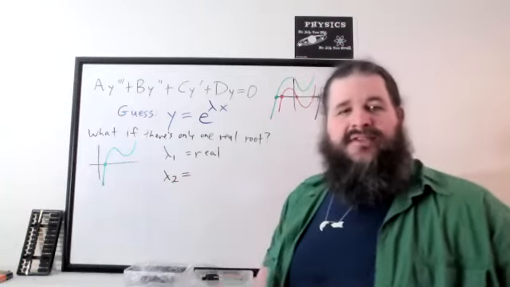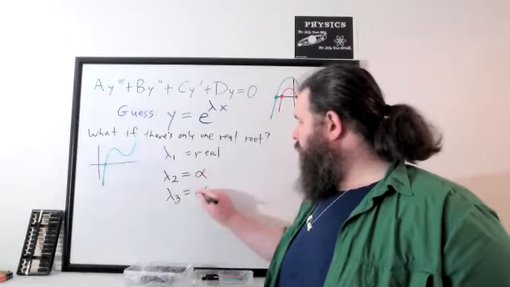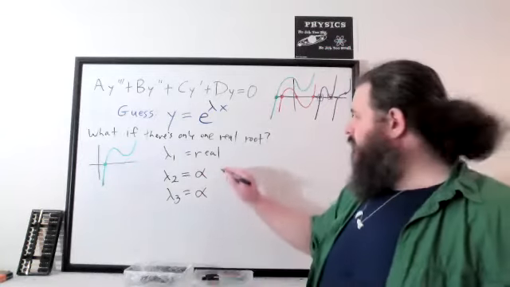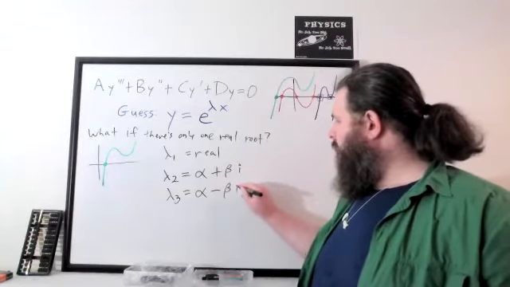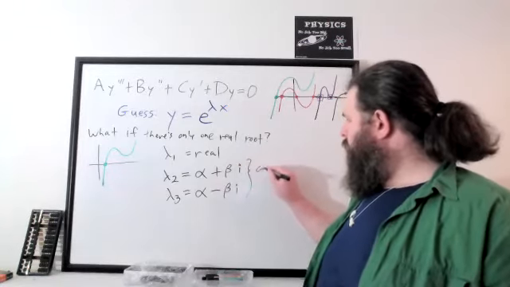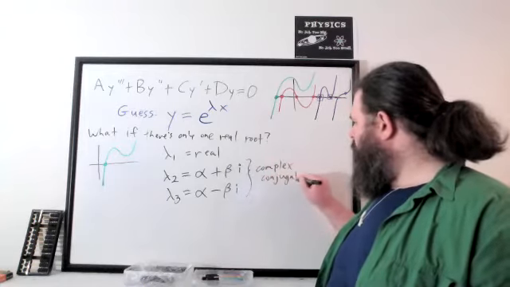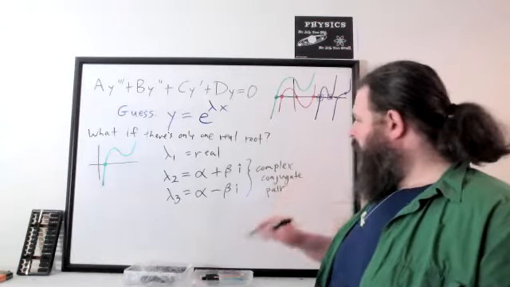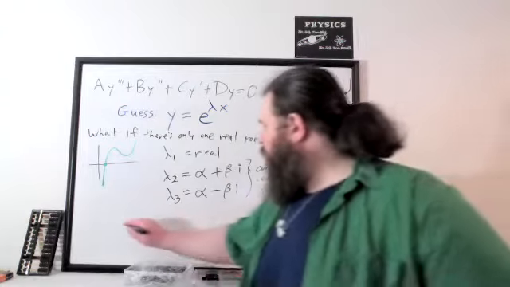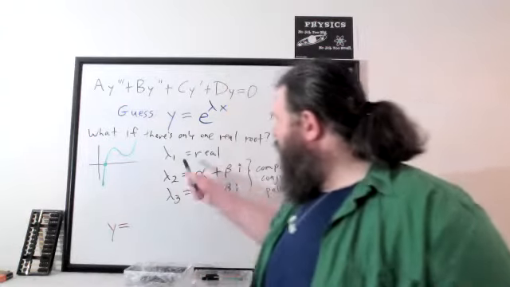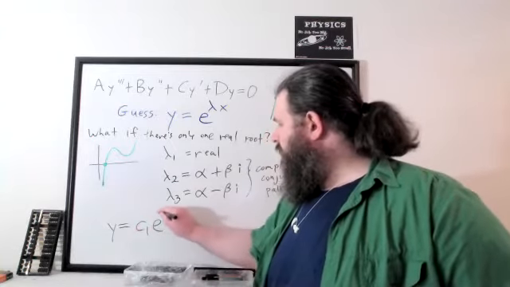And conjugates just means they have the same real part, let's say alpha, but opposite imaginary parts. Let's say plus beta i and minus beta i. So a complex conjugate pair. In that case, when we set up the general solution, the real root we can just treat completely ordinary. We've got C1 e to the lambda 1 x.